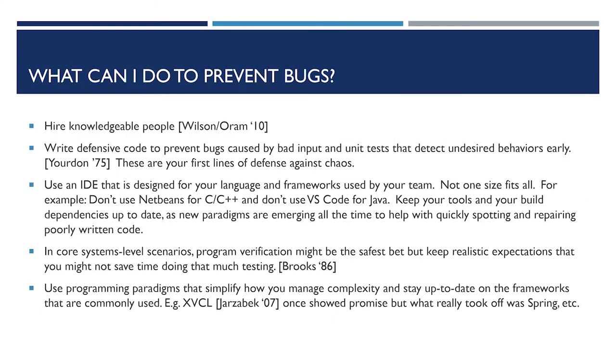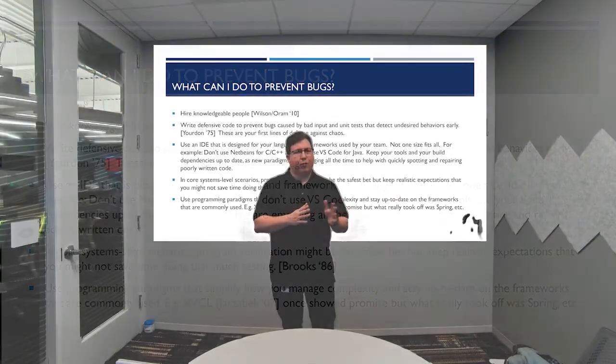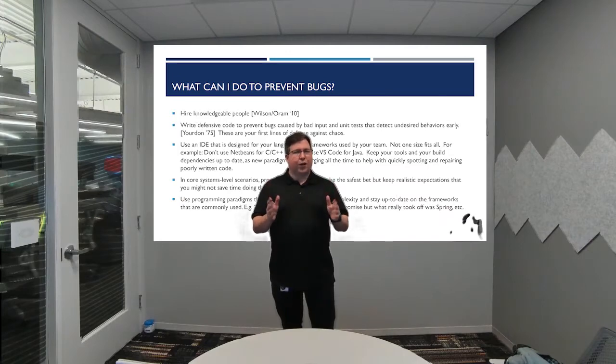Okay, so now we've learned our lesson, we've fixed our bug. How do we stop it from happening? Well, you really can't. That's just part of the industry. But there are some things you can do to lessen the impact and the severity. The big one, from Wilson and Orm, is to hire knowledgeable people, especially in the beginning phase of a project. If you have a really good architect who stops you from making critical design mistakes in the beginning, you can save yourself a ton of rework down the line.